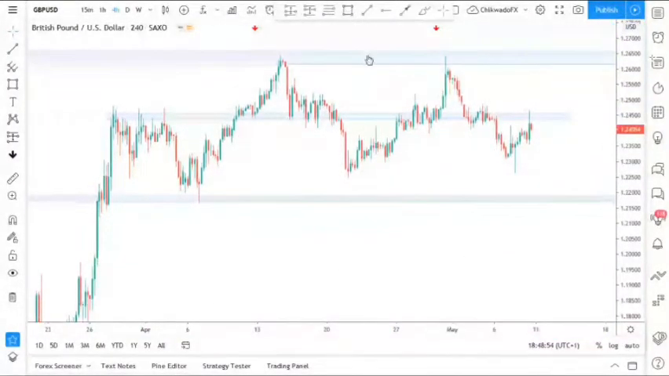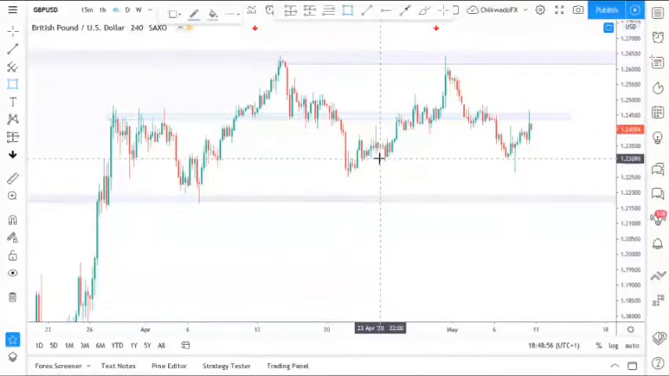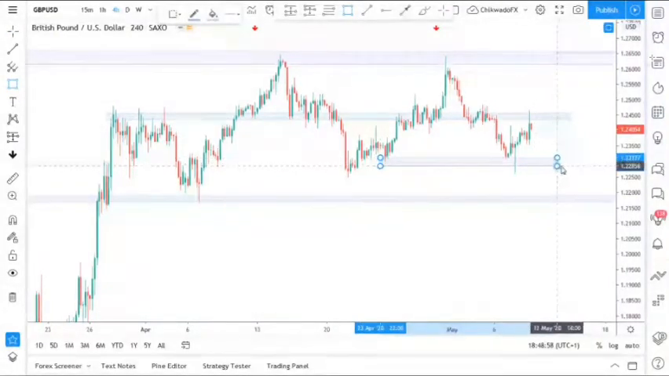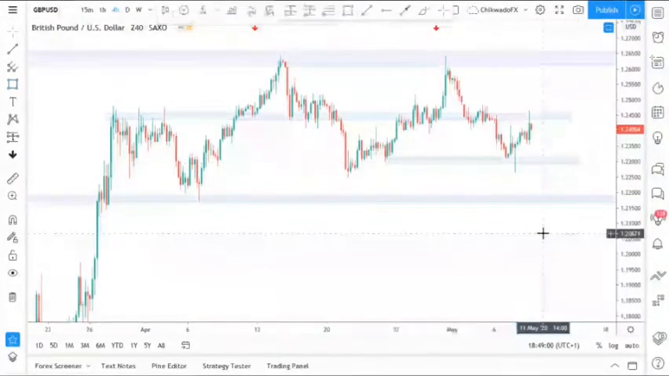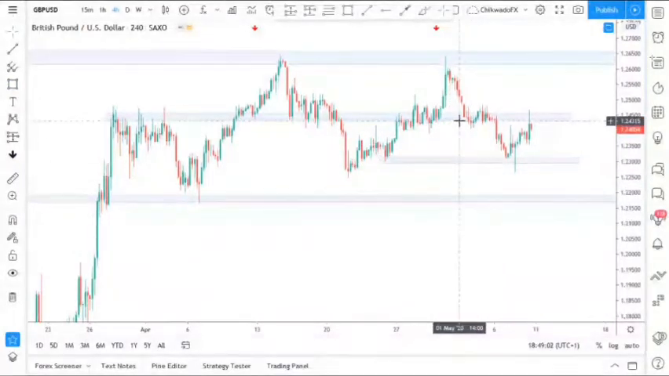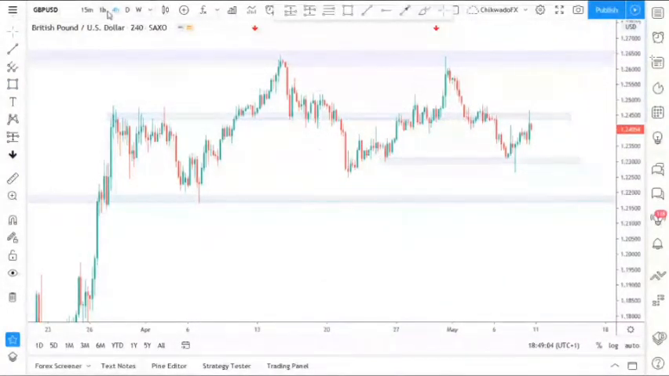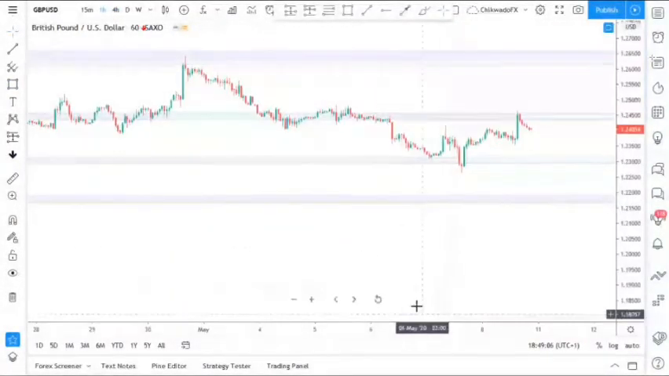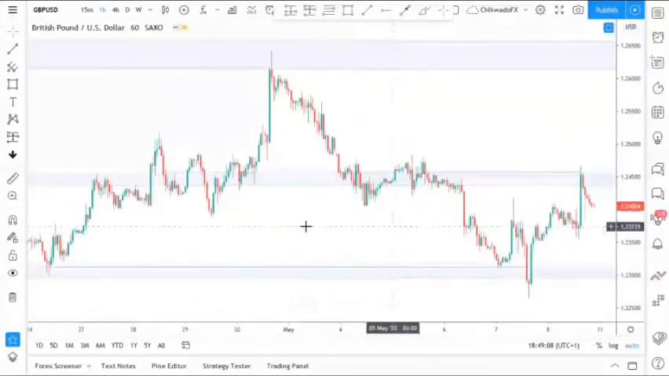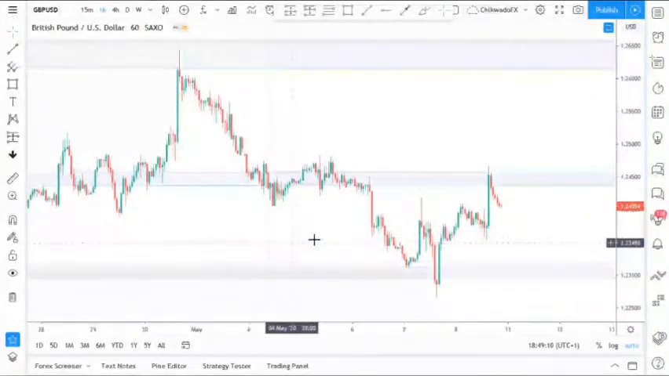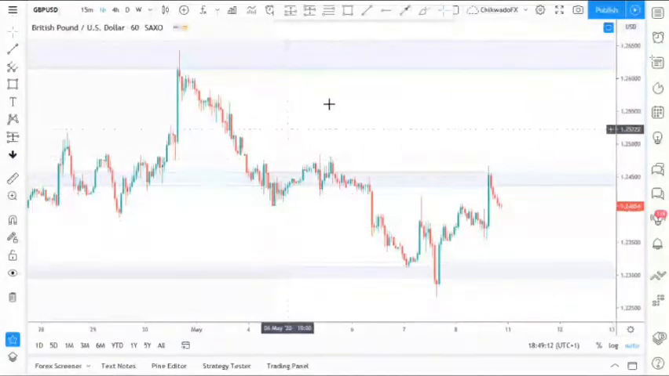If you look down, you can mark in this level as a major level of support. You can mark in that level. But if we drop down to the hourly time frame, that's where we start to see the game clearer for what it is. And what am I seeing down here in the hourly time frame?